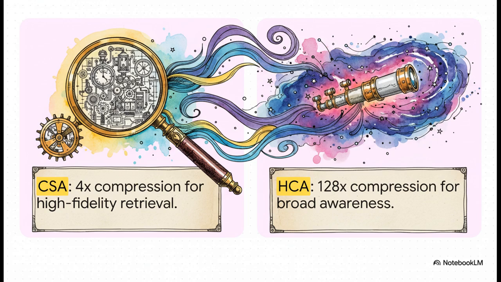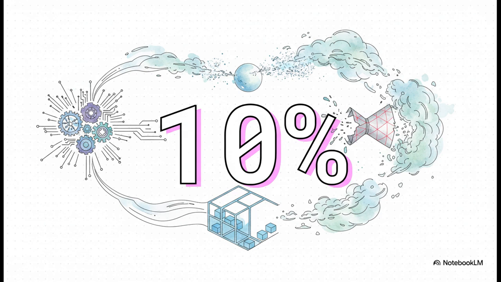By interleaving these two layers, the model gets selective detail and broad awareness, without that exponential, compute-crushing cost of full attention. And the result of that hybrid architecture? 10%.